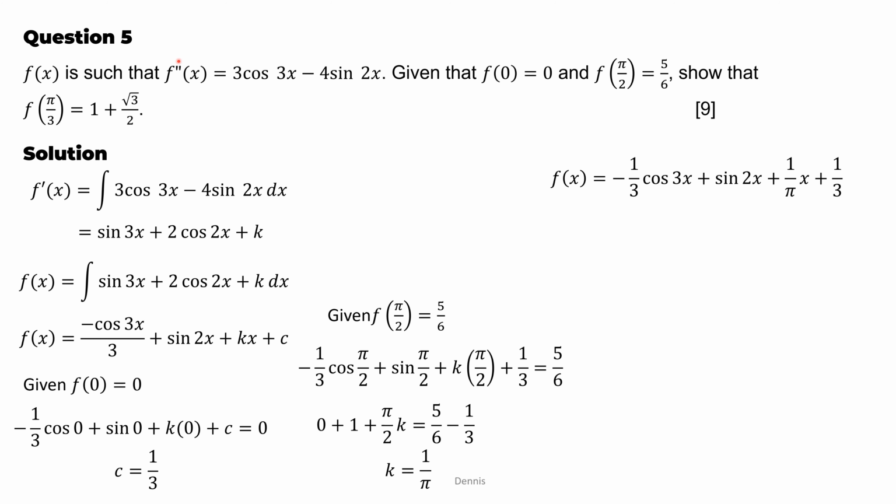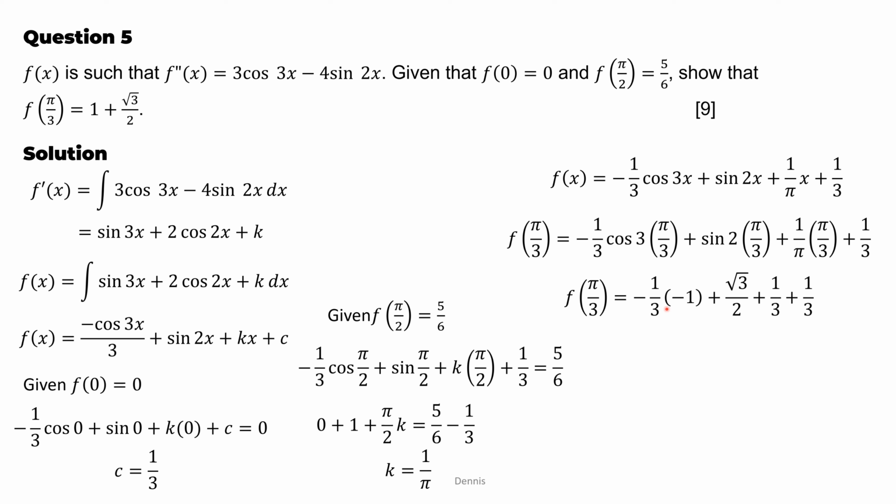Now, we can find the value that they want us to prove. Find out f(π/3). So we get f(π/3) = −1/3 cos(3 × π/3) + sin(2π/3) + (1/π)(π/3) + 1/3. We simplify, we get −1/3 × (−1) + √3/2 + 1/3 + 1/3, which eventually gives the answer that they want, which is (1 + √3)/2. Hence shown.